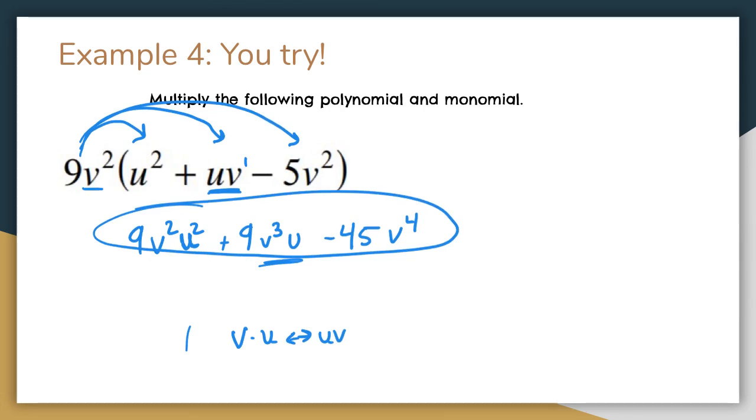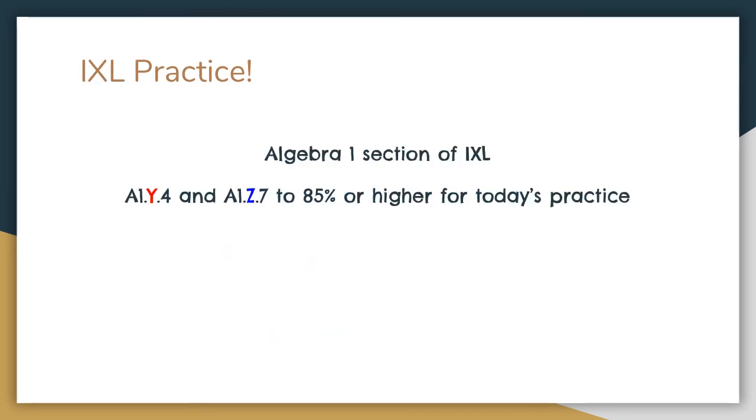Now for the last step for today, I want you to go to iExcel and practice these skills. Algebra 1 Y4, careful, it's in the Y section. The other one, Algebra 1 Z7, careful, it's in the Z section. Both of these are in the Algebra 1 section of iExcel for your practice. Algebra 1 Y1 is a monomial, let's say 9v squared times another monomial, let's say 4v to the 8th. That's the type of question you'll be doing there.